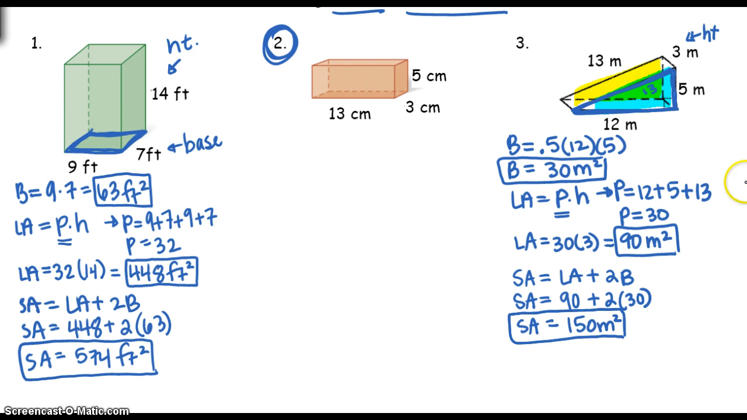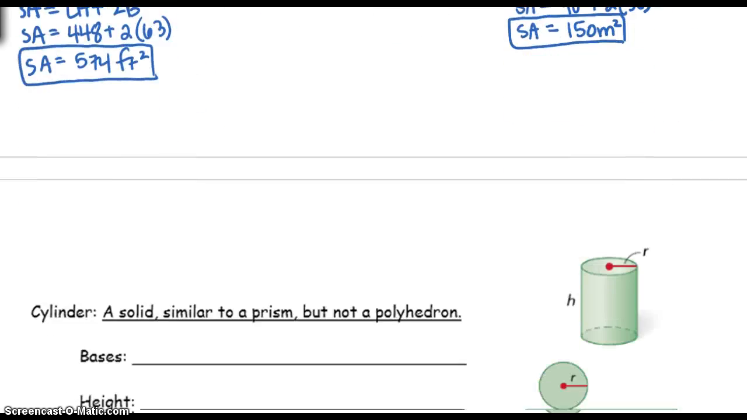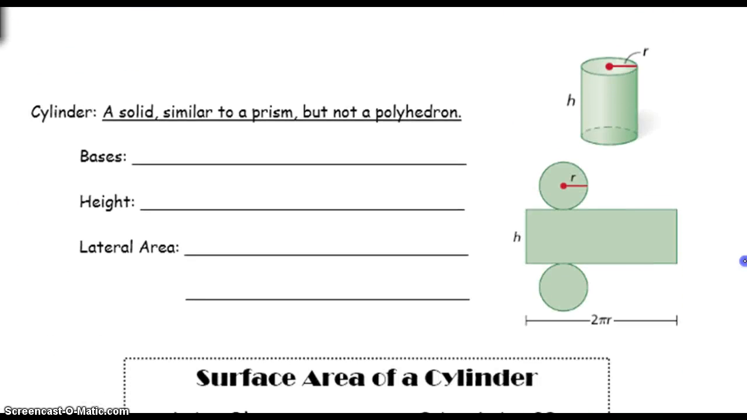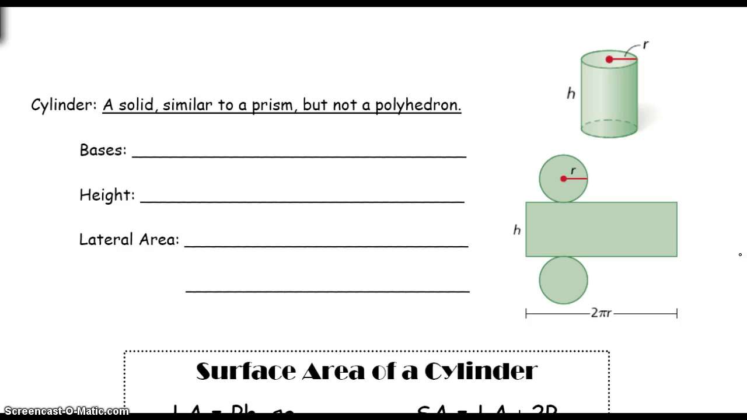All right, so let's keep on going. We got the surface area of those done. Let's see what's here. Okay, now we're going to talk about a cylinder. It's a solid. It's similar to a prism, but it's not a polyhedron because of the curves. How is it similar to a prism? Well, it's similar to a prism because it has 2 bases, right? It has 2 bases on it, so that makes it similar to a prism. So that's why we have it in this section.